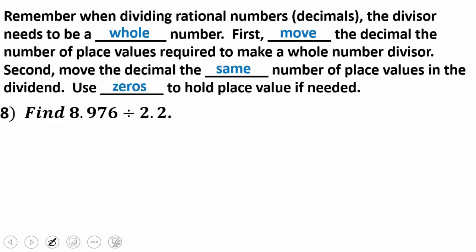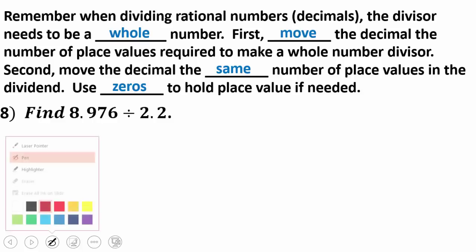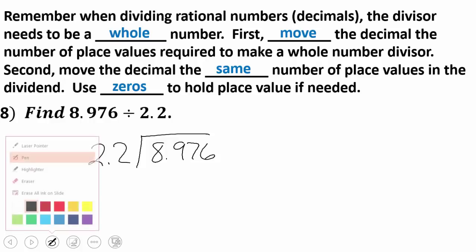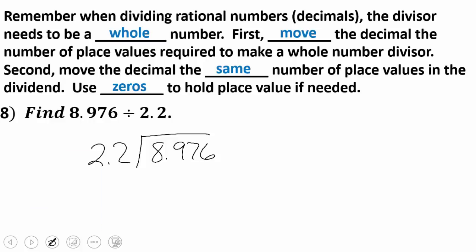We have 8 and 976 thousandths divided by 2 and 2/10. So I make my little house. I put in my dividend, 8.976, divided by 2.2. Now I look at my divisor. My divisor, 2.2, is not a whole number. I've got to move that decimal. I have to make a whole number, 22. I moved it one place, so I come over here to my dividend and I move it one place.